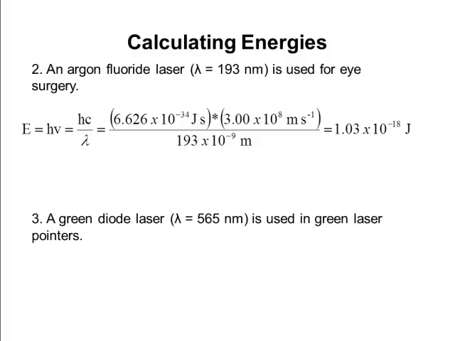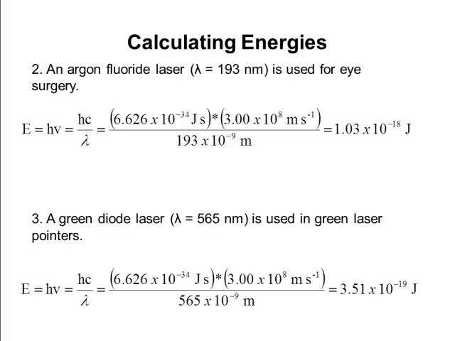This is just going to be a green diode laser with a wavelength of 565 nanometers, the laser used in a laser pointer. Plug everything in. I get 3.51 times 10 to the negative 19th joules. So these are all energies of one photon of light for each of these different wavelengths.